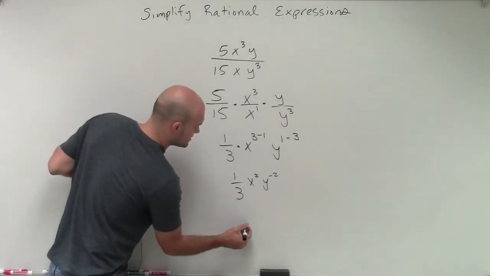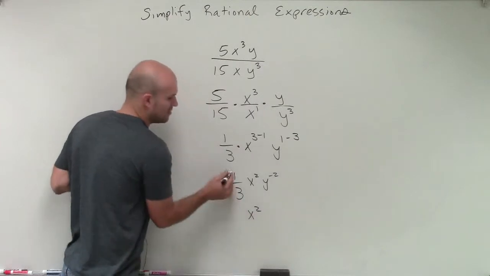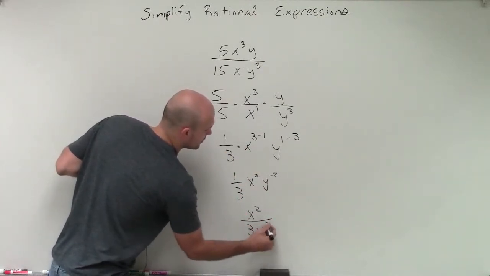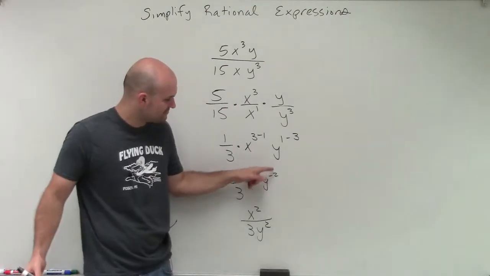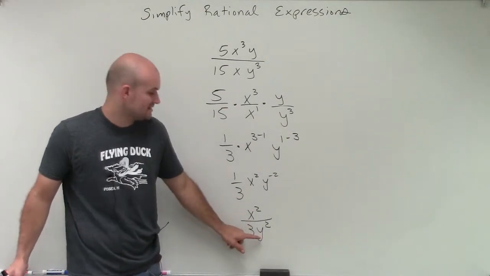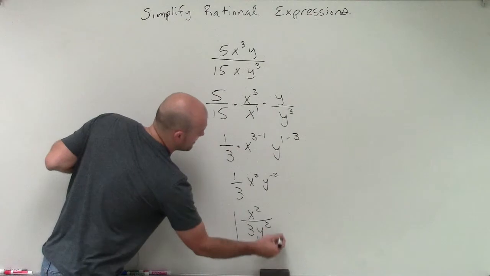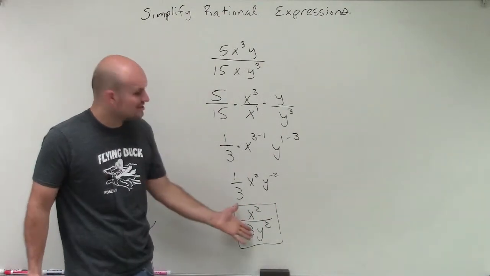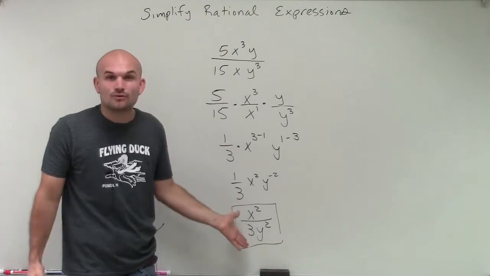Therefore, my final answer is going to be x squared, because it's multiplied by 1, so we'll just leave x squared, over 3y squared. As now, my negative 2 becomes positive when I have it in the denominator. So that is going to be my final simplified rational expression. As you can see, I cannot divide out anything into 1 in this case.